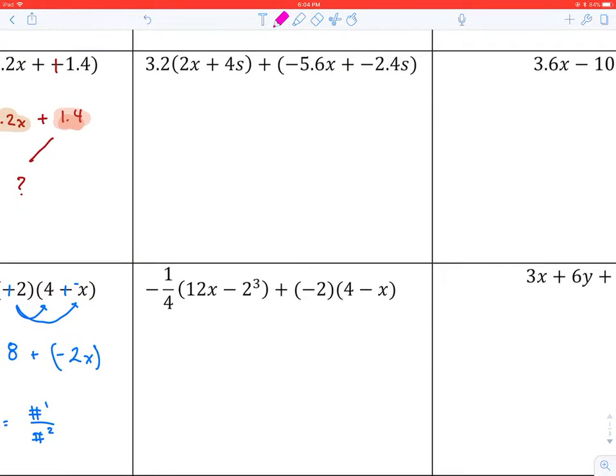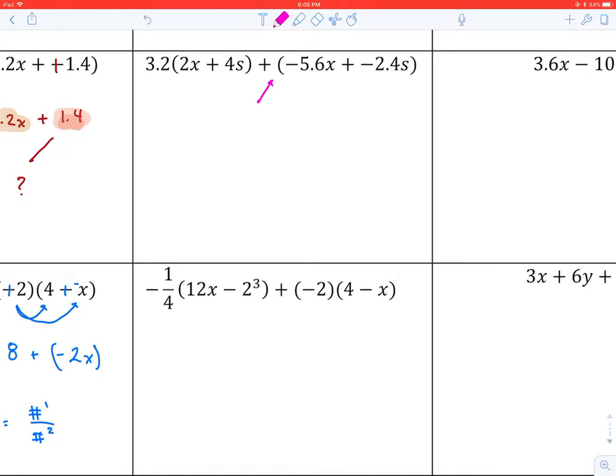Moving on to question number 3. First thing that I notice is that I don't have any subtraction. So I don't need to do any keep, change, but what might intimidate you a little bit is that we got some decimals going on. But hopefully you're getting a little bit more comfortable now as the semester progresses.